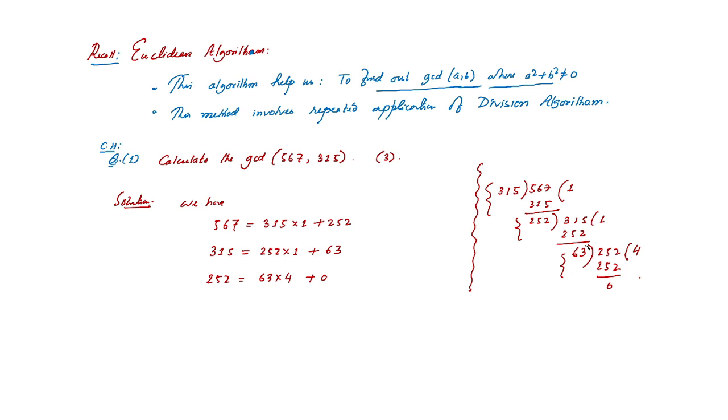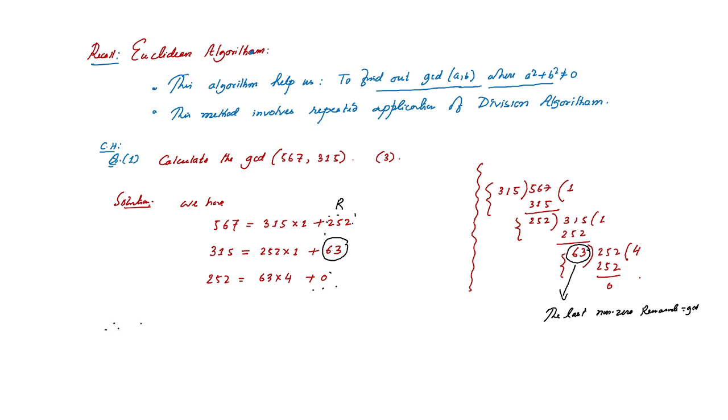The last non-zero remainder is basically the GCD. Here you will see the remainder terms are all present. The first non-zero remainder is 252, the second non-zero remainder is 63, then the remainder is 0. So the last non-zero remainder is 63.